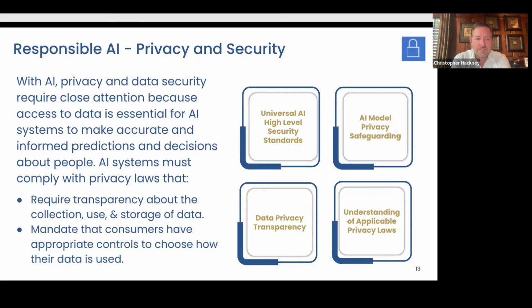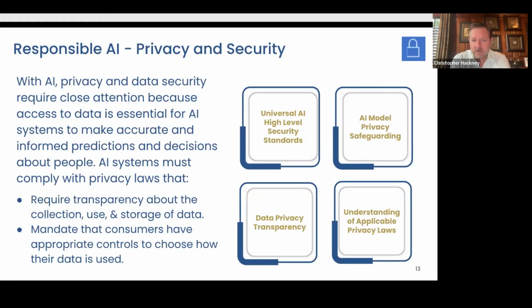AI systems must comply with privacy laws that require transparency about the collection, use, and storage of data, and mandate that consumers have appropriate controls to choose how their data is used. What this practically means is that the laws and regulations around data privacy, like GDPR and CCPA, apply as much to AI as in any other use case and should be taken into consideration as you move forward.